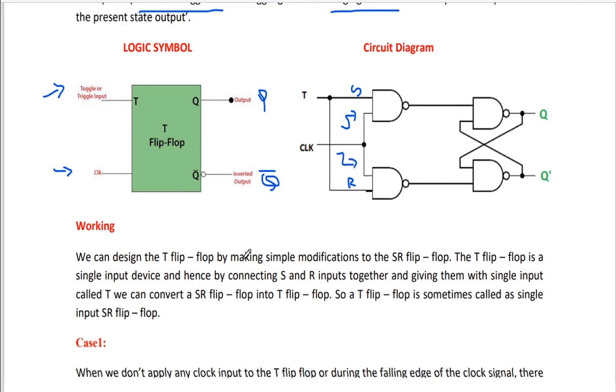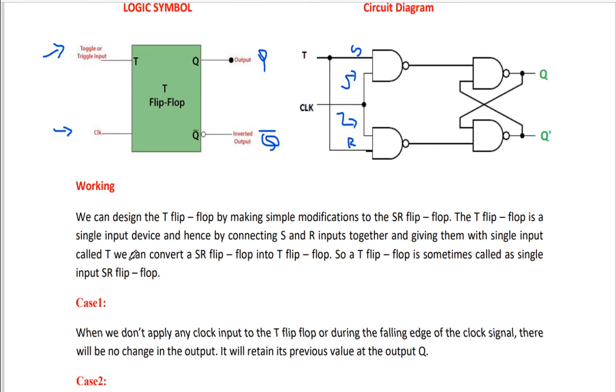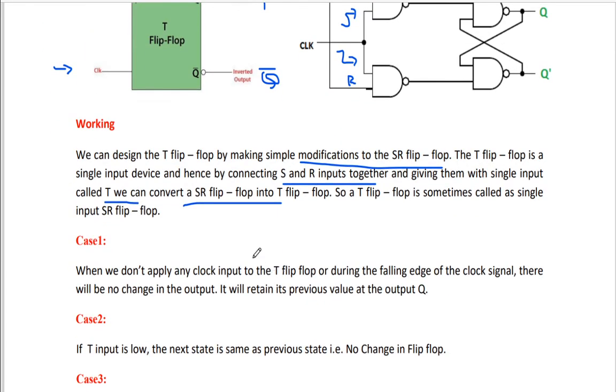Okay, so we can design a T flip-flop by making a simple modification to the SR flip-flop. The T flip-flop is a single input device, and hence by connecting the S and R inputs together and giving them a single input called T, we can convert an SR flip-flop into a T flip-flop, or we call it a toggle flip-flop. Okay, so how does the flip-flop work? That is what we'll see.